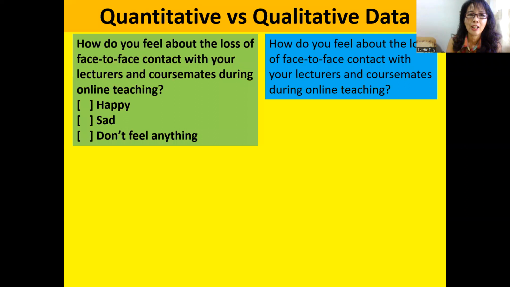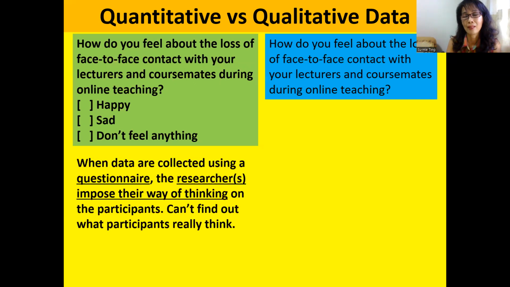Quantitative data versus qualitative data. Look at the green box here. How do you feel about the loss of face-to-face contact with your lecturers and classmates during online teaching? Happy? Sad? Don't feel anything? Versus the blue box. How do you feel about the loss of face-to-face contact with your lecturers and classmates during online teaching? So on the left-hand side, the green box, these are the usual questions asked in questionnaires. The blue one on the right-hand side is more like interview questions using open-ended questions.